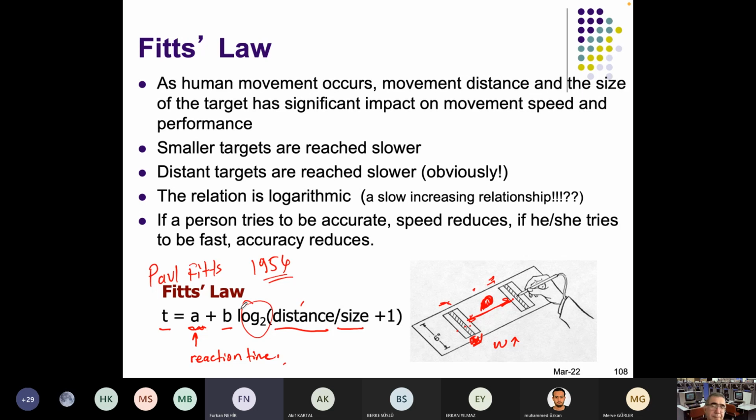And actually this reaction time is also dependent on the size of the target. If the size of the target is too tiny, then you have more preparation before starting to move. Normally, you are here, your target is here, at the beginning you are here, you move and click. If the target is very small, preparation time is longer because more cognitive load is present.